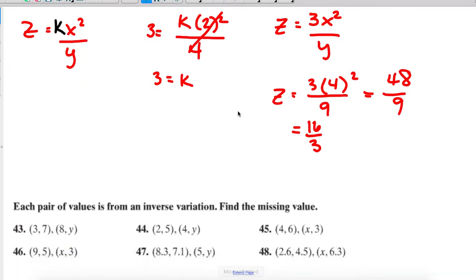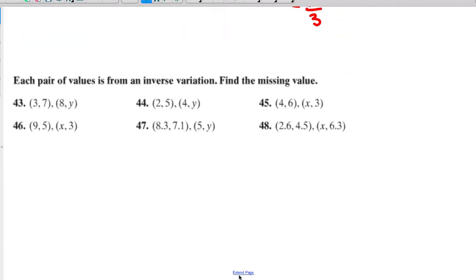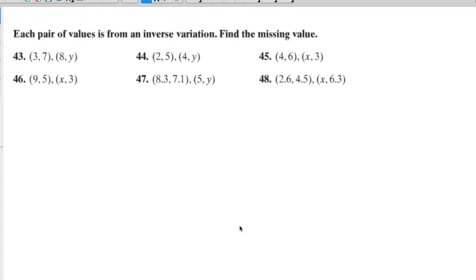Okay, now the last one, there is one question from the 43 to 48 section, and this one says each pair of values is from an inverse variation. Find the missing value. All right, so we're told that this is an inverse variation and that these are from the same inverse variation. So if they're from the same inverse variation, your constants of variation should be the same for each ordered pair.